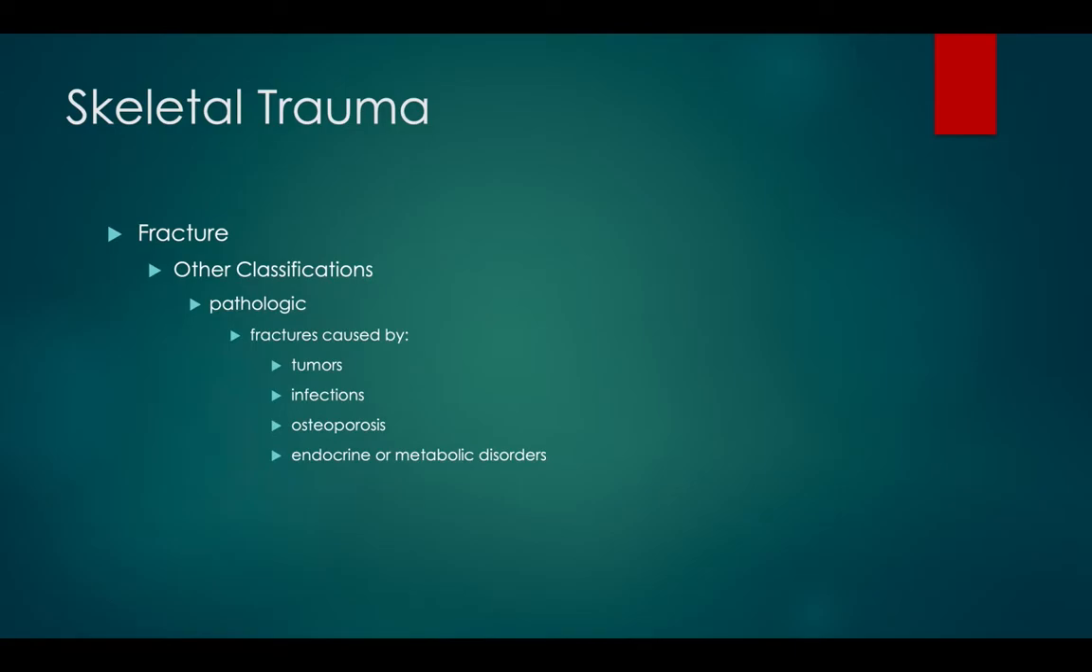Aside from how the bone is broken, whether it's open or closed, and so forth, you can also classify fractures based on their pathophysiology, or how they occurred. You can have fractures from tumors. So the tumor grows within the bone and weakens the bone and makes the bone fracture. You can have fractures from infections. You can get an osteomyelitis. So the infection is in the bone and weakens the bone and makes it more likely to break.